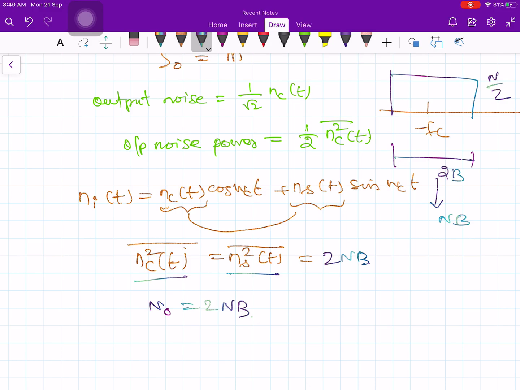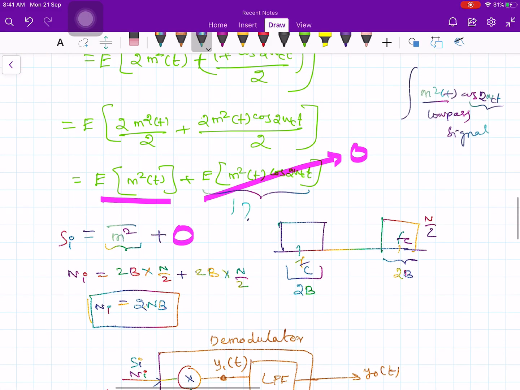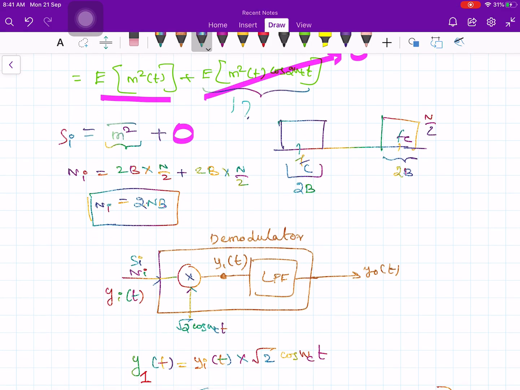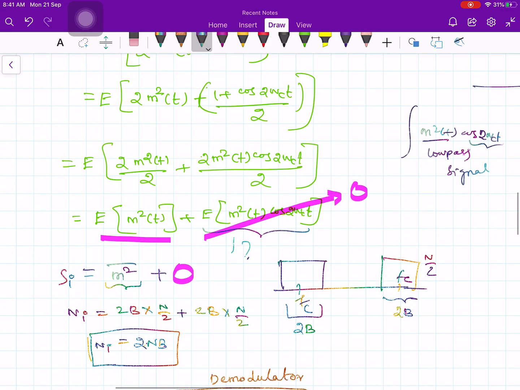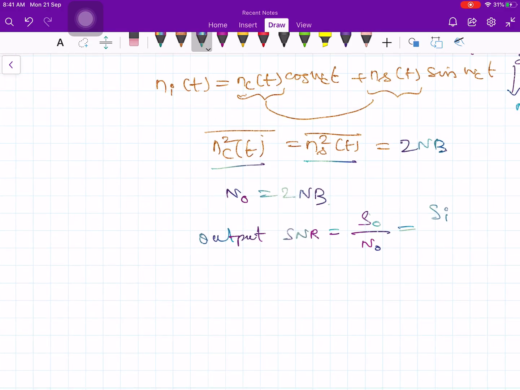So what is the output SNR now? Output SNR is equal to output signal power divided by output noise power. What is the output signal power? It is the same as the input signal power SI. If you recall what SI is, we calculated it a few minutes ago. SI is equal to m square bar. So S naught is also m square bar. Therefore, SI equals S naught. Therefore, divided by what is N naught? N naught is 2NB.